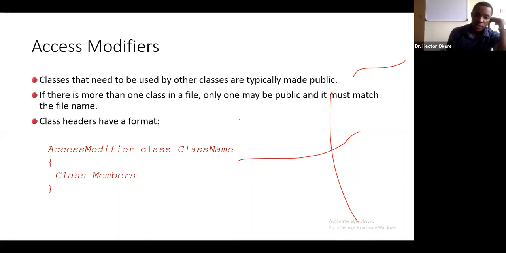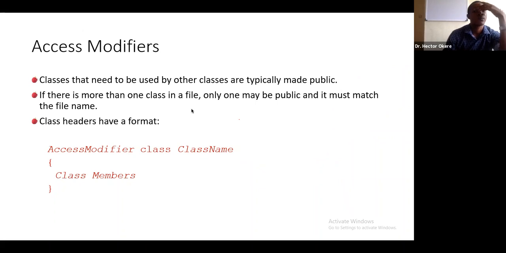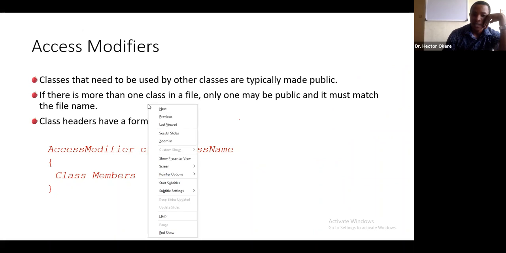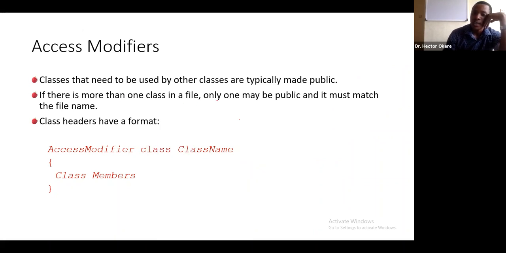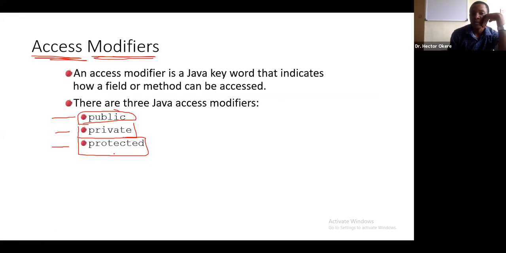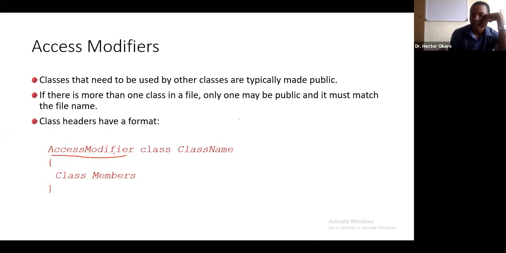So access modifiers, we've talked about this. You remember we spoke about this in the last class. If there are more than one class in a file, only one may be public and it must match the file name. Class headers have the format: access modifiers. What are access modifiers? Remember, these are access modifiers. They tell you how the fields inside the class can be accessed. So this can be either public or private or restricted.